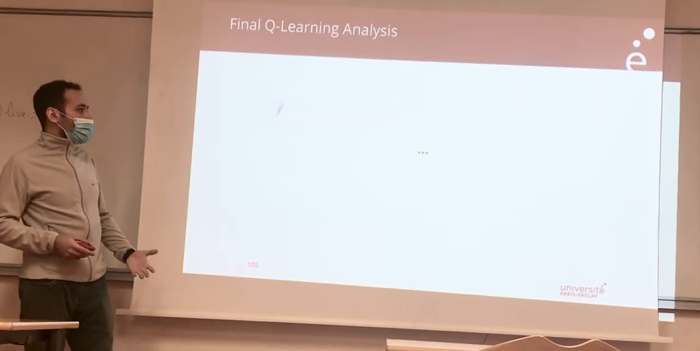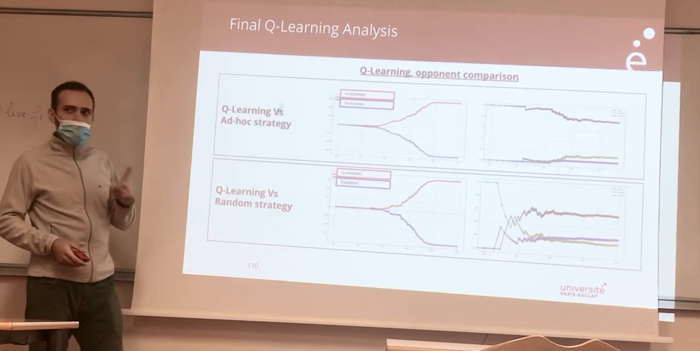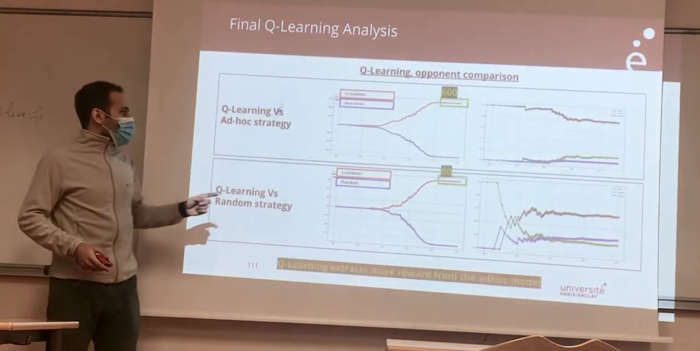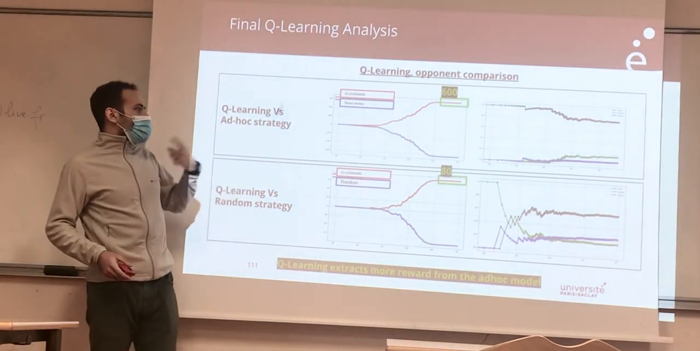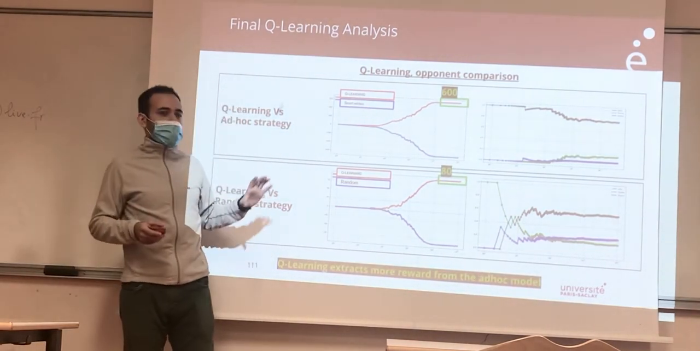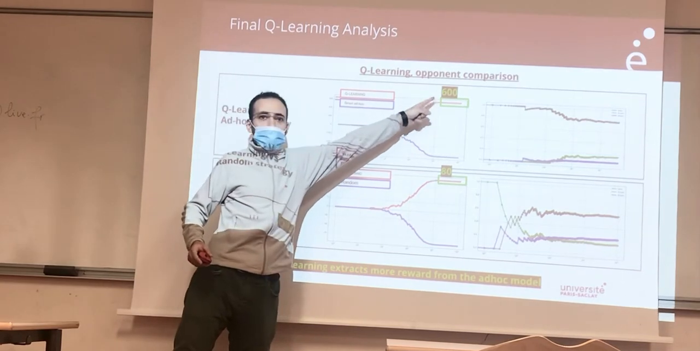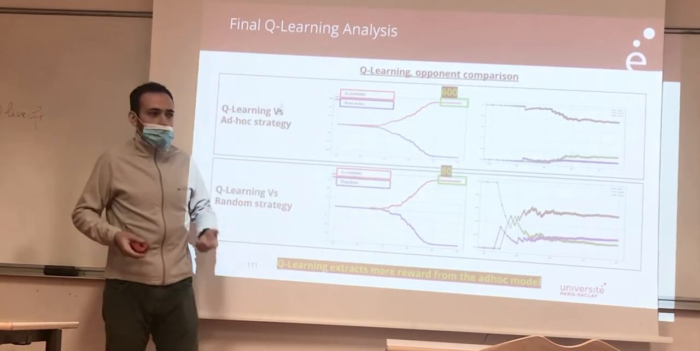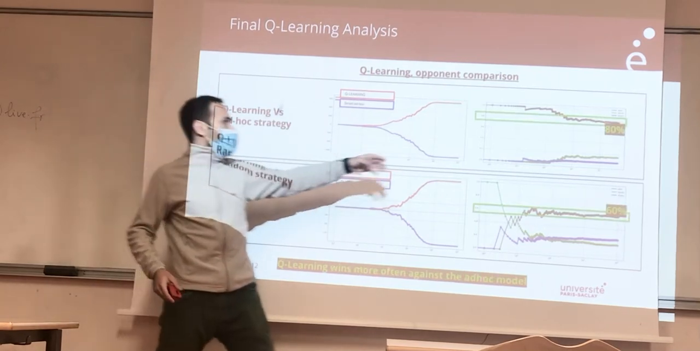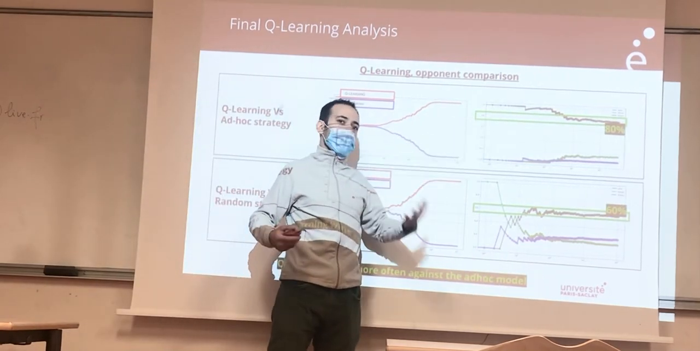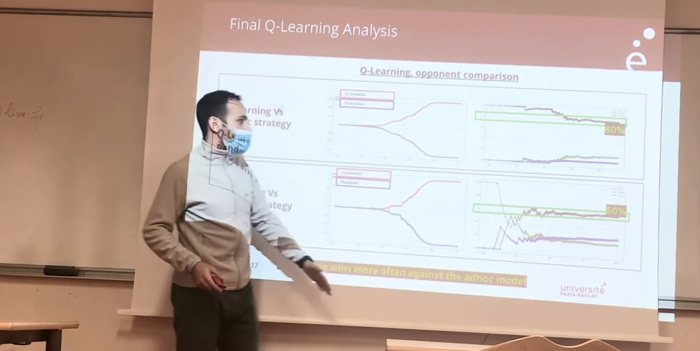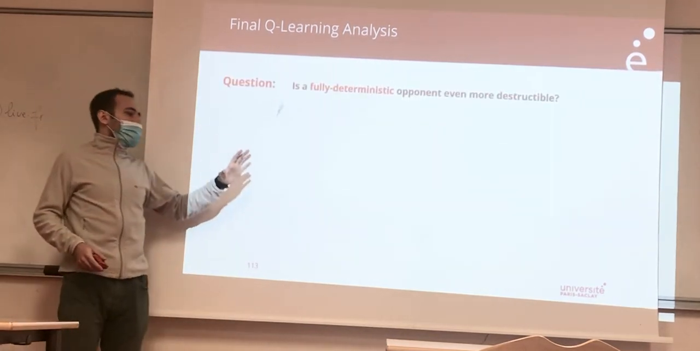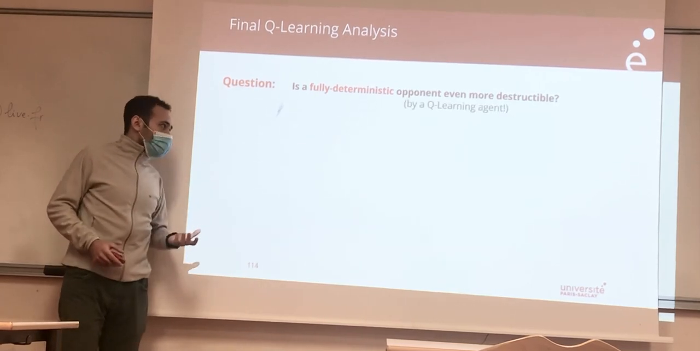So yeah, Q-learning was very powerful in these terms, but there was one thing funny about this before ending. Actually, we were performing better with Q-learning playing against the smart environment, 600, than against the random environment, 80. These are values of reward. In particular, we won 80% of the time against the smart agent, and only 60% of the time against the random environment. So one last question: is a fully deterministic opponent even more destructible?